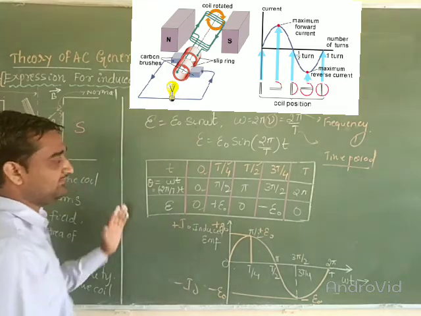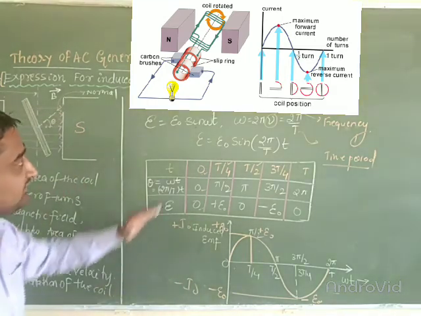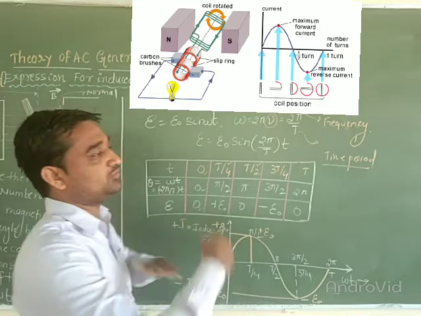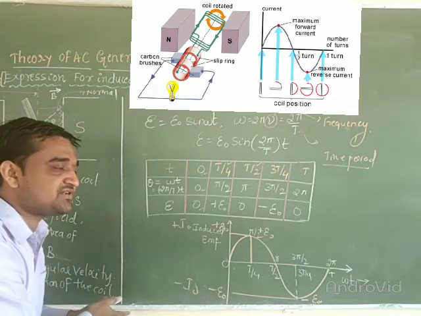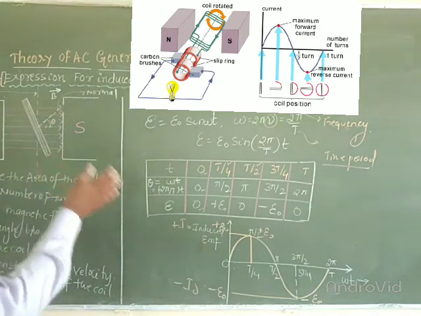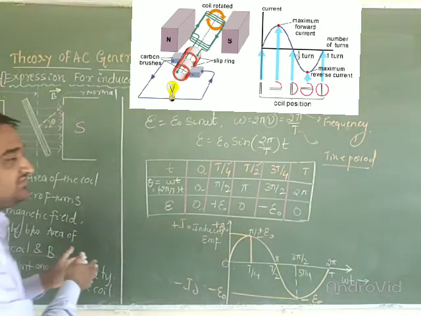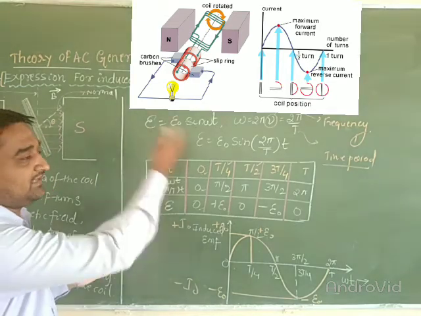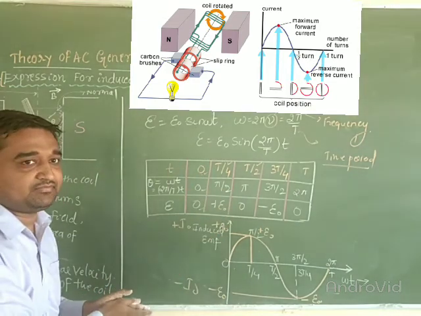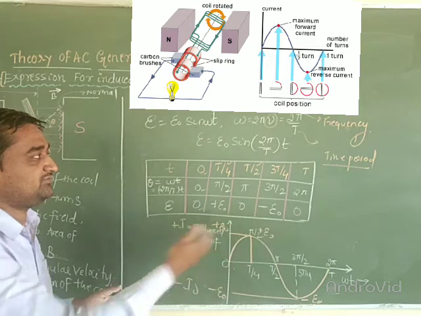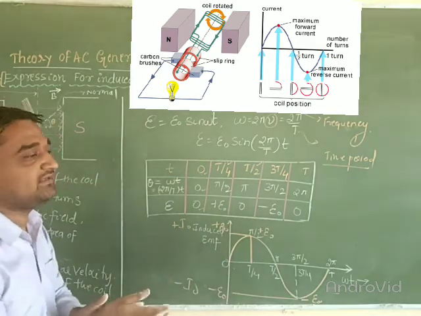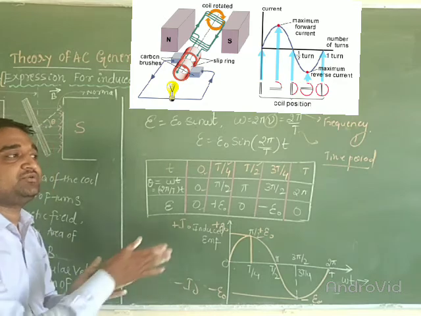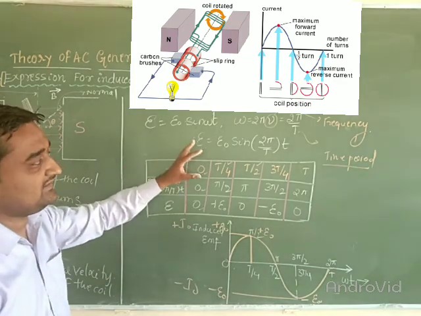So this is the brief introduction to the graphical representation. In total, in this video class, we initially started with the theory of the AC generator, and with the theory of the AC generator, we arrived at the expression for the induced EMF. From the induced EMF, we derived the expression for the induced current also. And this is finally the graphical representation of the induced EMF or the induced current, that is, alternating current.